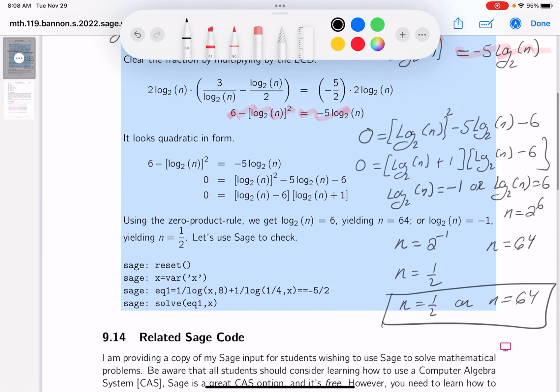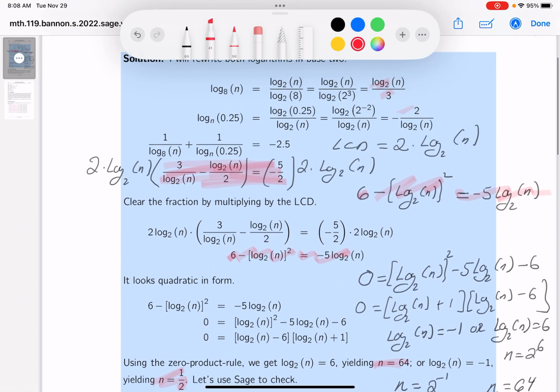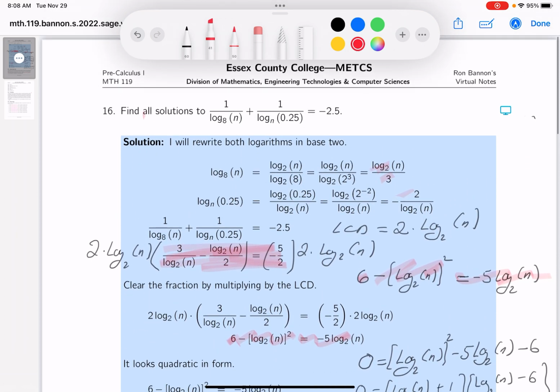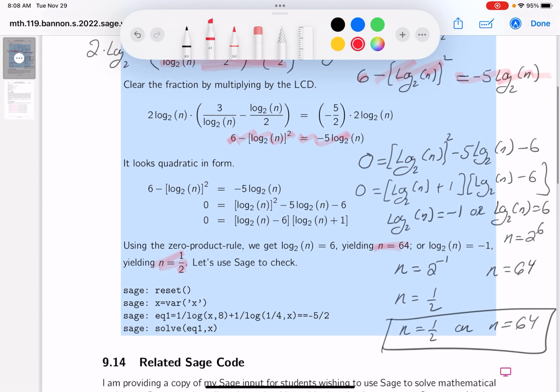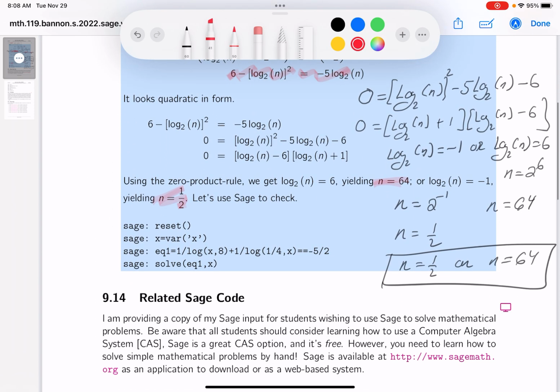And I want to point out those answers, hopefully are written down for you. I'm seeing n equals 64, and I'm seeing n equals 1/2. If you go back to the original equation, they said find all solutions. We did. There's two solutions to the problem. One is 1/2, one is 64.